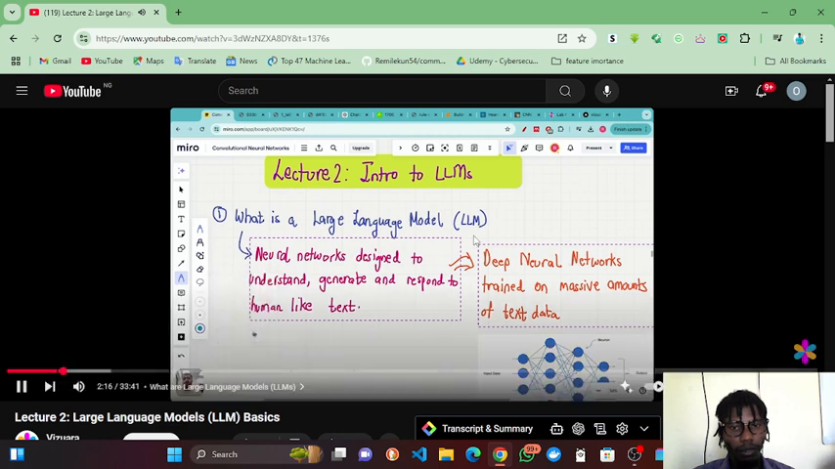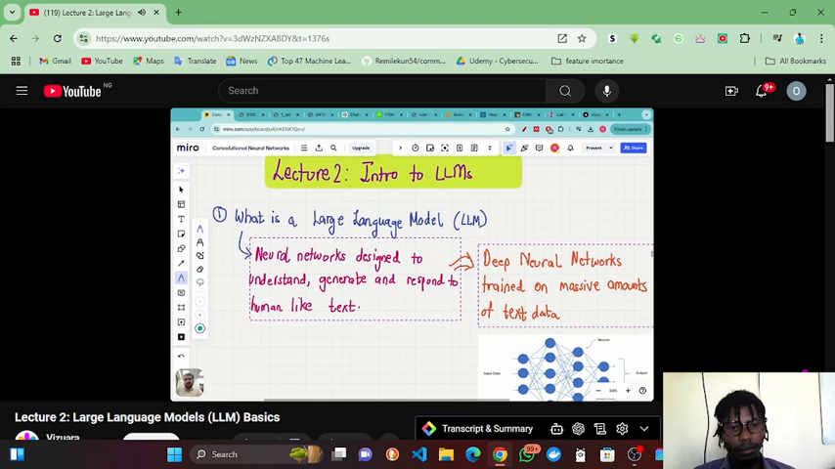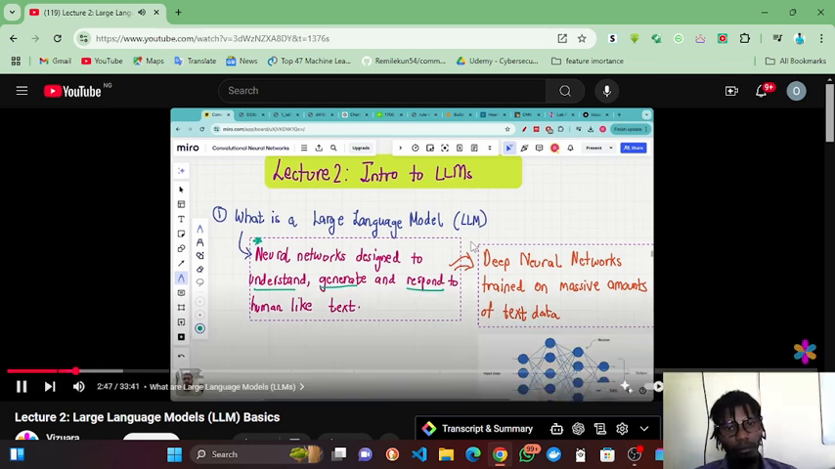Now, unless you have been living under a rock, you would have definitely heard of LLMs, OpenAI, generative AI. You might have heard the term large language model, but you might not know what it exactly is. You might have even used ChatGPT without knowing what an LLM is. At its simplest form, an LLM is just a neural network which is designed to understand, generate, and respond to human like text. There are two key things here. An LLM is a neural network which is designed to understand, generate, and respond to human like text.